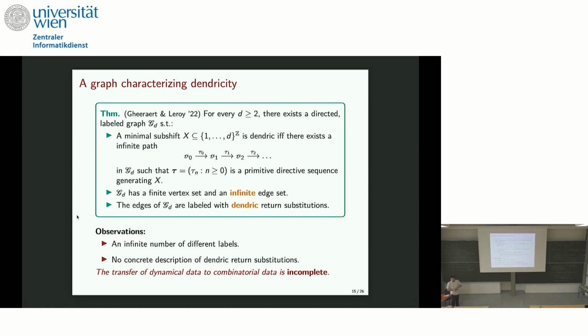Okay, so as a conclusion, we have that the transfer of dynamical data into combinatorial data is not complete because we don't understand these two parts. So what we wanted to do with Julien was to improve this part.